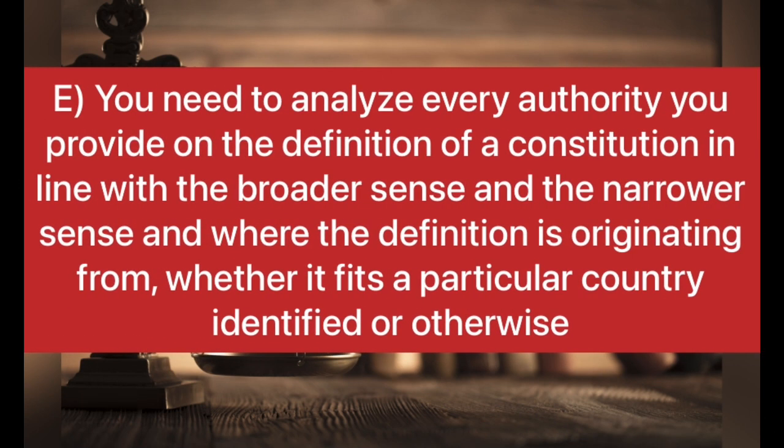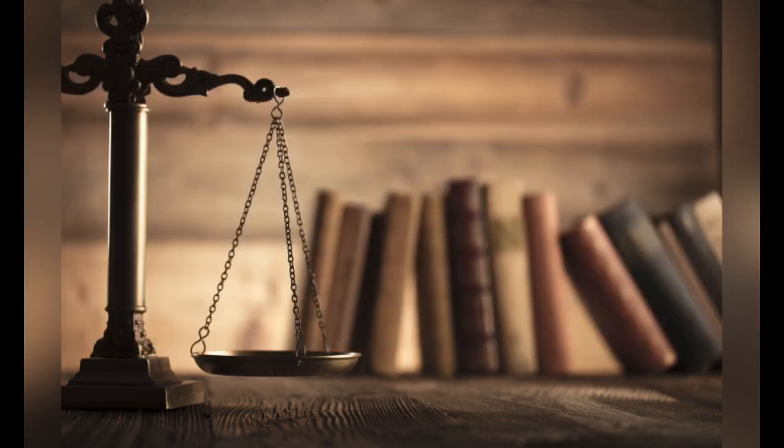E. You need to analyze every authority you provide on the definition of a constitution in line with the broader sense and the narrow sense and where the definition is originating from, whether it fits a particular country identified or otherwise. By doing this analysis correctly, you need to have your definition that you will give for what a constitution is in mind, so you build your analysis around it and in line with the 2 senses supra. This part of your work is called the critique of authorities.